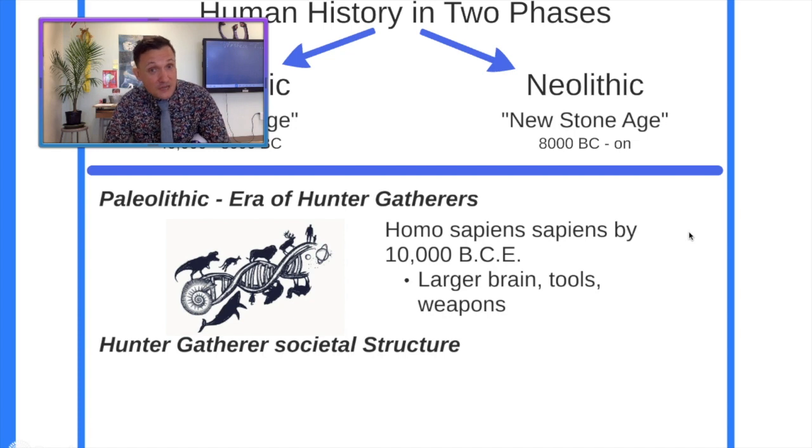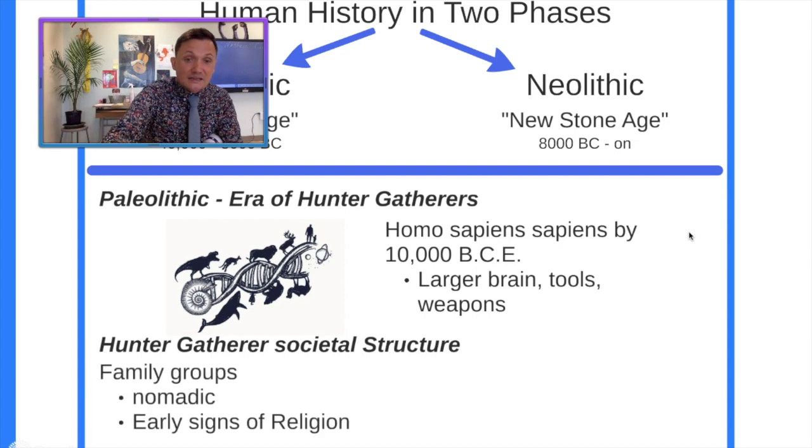Now, the first Homo sapiens sapiens that appeared around 10,000 BC are going to be Paleolithic people. They are considered the developmental peak of these Old Stone Age people because it's what we are now, and also because they had larger brains. They had the ability to wield tools. They had the ability to make weapons. Hunter-gatherer societies are also stratified into family groups. And the biggest key thing about Paleolithic people, these hunter-gatherer societies, is that they are nomadic.